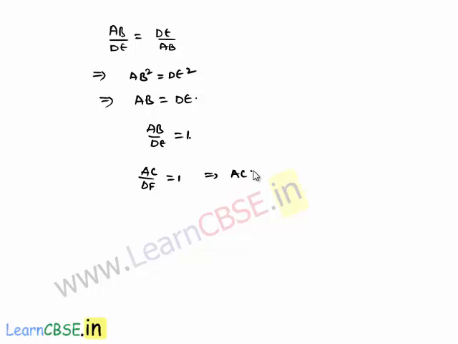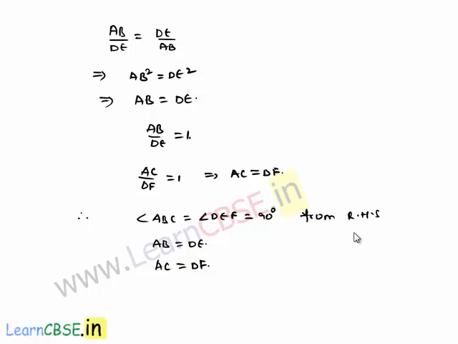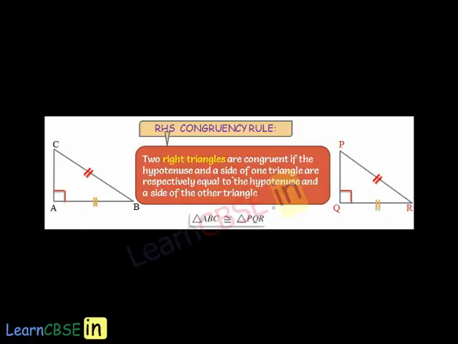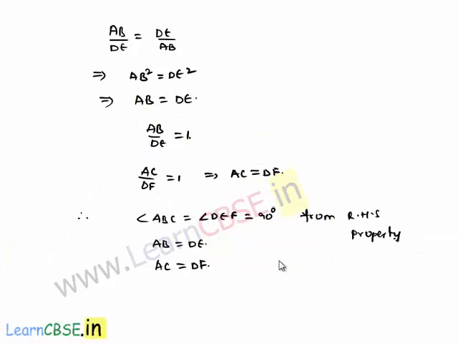Which implies AC is equal to BF. Now accordingly we can write, we assume that angle ABC is equal to angle DEF is equal to 90 degrees, and we got that AB is equal to DE and also AC is equal to DF. Therefore, from RHS property, we can say that triangle ABC is congruent to triangle DEF.